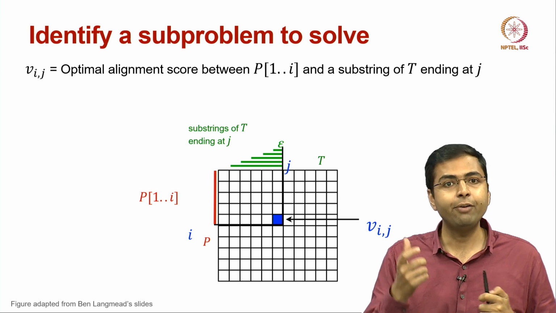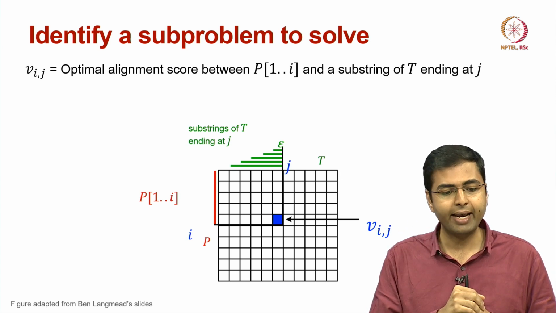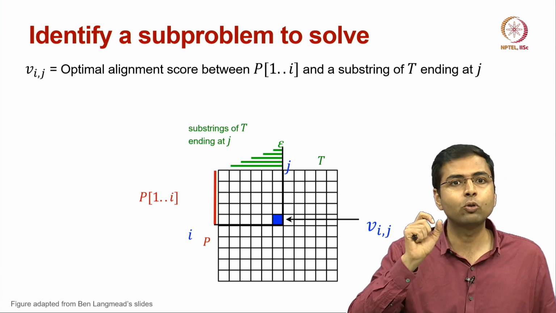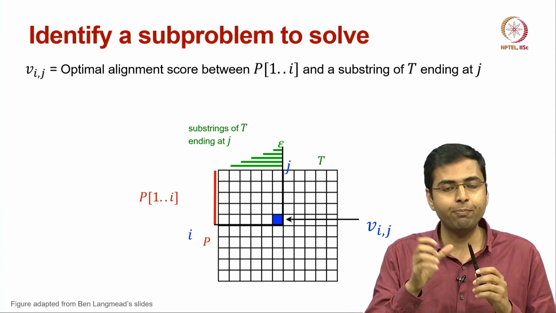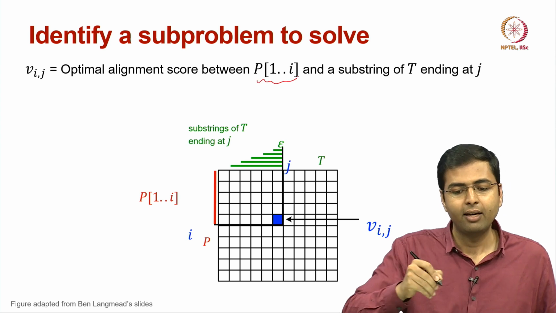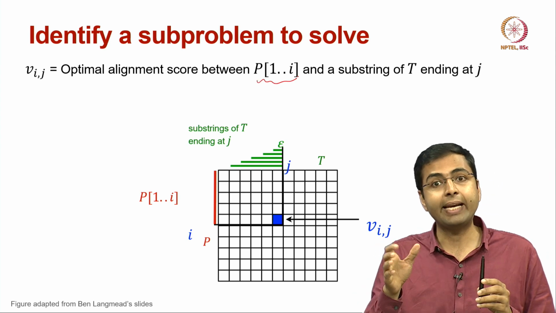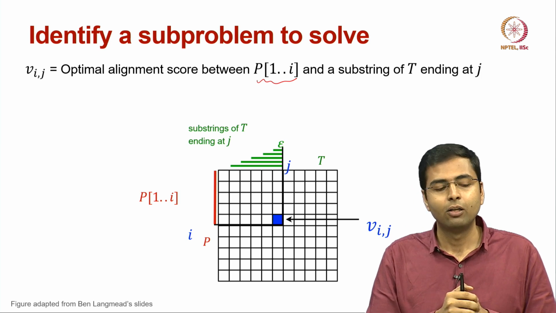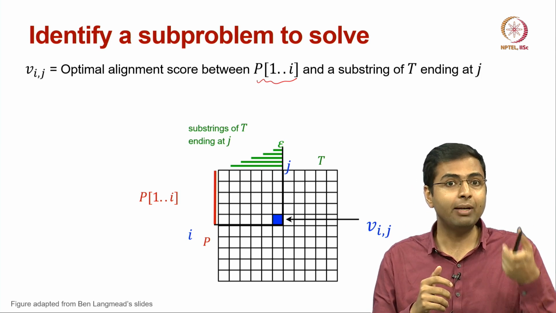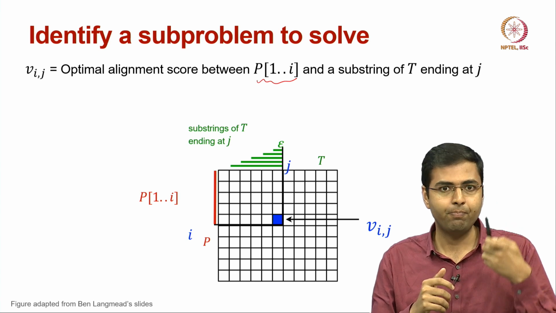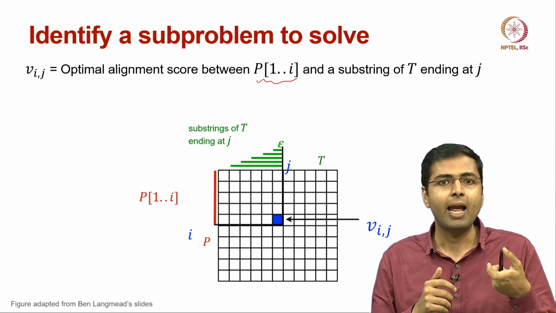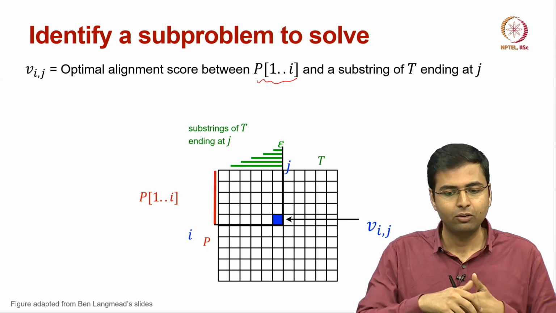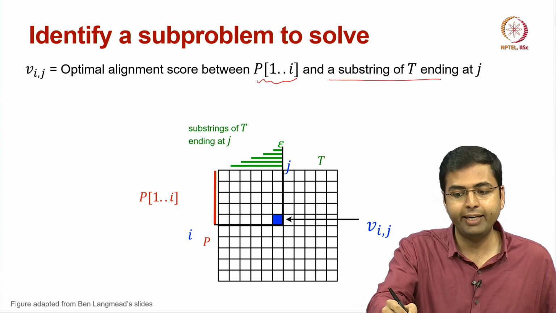The key idea is to identify a sub problem, and in our case the sub problem that we are going to look at is the optimal alignment score between a prefix of pattern P and a substring of text T that ends at offset j. So, I will call Vij the optimal alignment score between the prefix of P ending at i and a substring of text T ending at j.